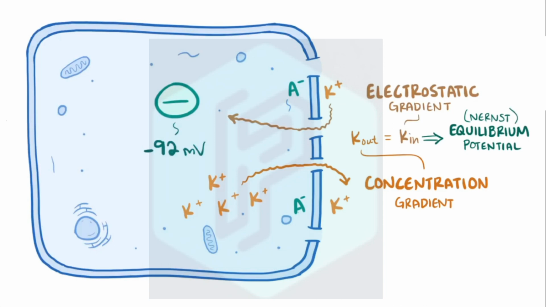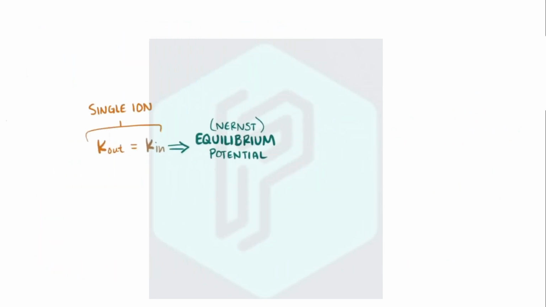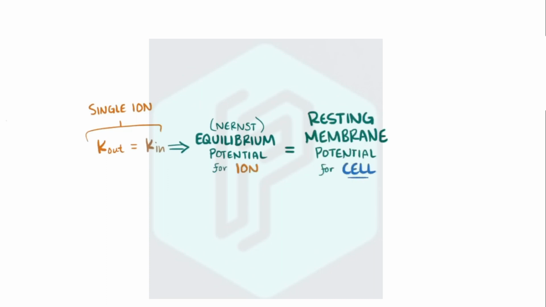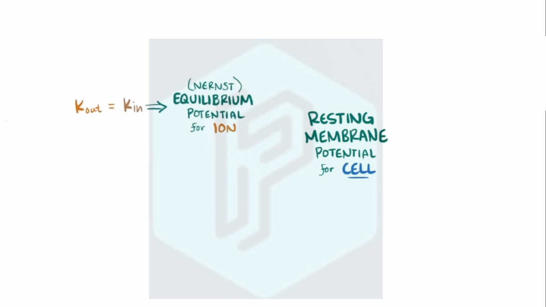In other words, negative 92 millivolts is the electric potential for attracting potassium into the cell that's needed to balance the concentration gradient that's pushing potassium out of the cell. So the equilibrium potential of an ion is dependent on two things: the concentration gradient for that ion and the cell being permeable to that ion. If we're only dealing with one single ion, then the equilibrium potential for the ion equals the resting membrane potential for the entire cell. In reality, though, there are multiple ions that have concentration gradients that are permeable across the cell membrane, each of which has its own equilibrium potential.